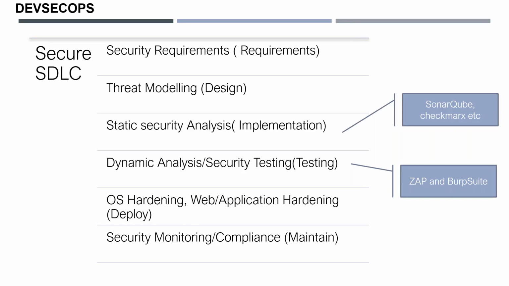So making security mandatory as part of your SDLC is what DevSecOps is, but you need to have the expertise from the people and you need to have the tools as well. Some of the tools I already mentioned: IBM AppScan, HP Fortify, ZAP, and Burp Suite for dynamic security testing. There are many other tools in the industry as well. For static security, there are Checkmarx, SonarQube, etc.